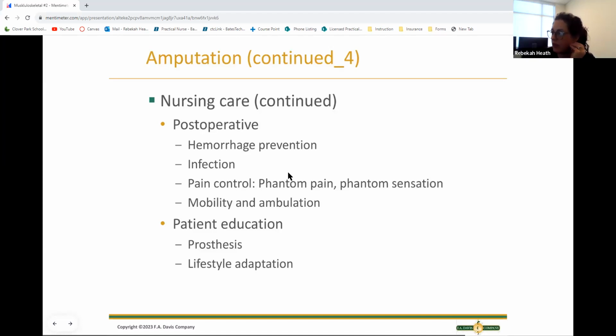Pain control. One thing that, especially with our traumatic amputations, patients can experience phantom pain or phantom sensation. And that's when, even though the limb is gone, it's removed, they still feel it. And it's usually a pain, a numbness, a tingling. It's something uncomfortable. We're also going to be teaching our patients about mobility because their mobility is going to be affected. They'll have to change how they do things. They might have a prosthesis. So if they have a below the knee amputation or an above the knee, they might have a prosthetic leg that is fitted for them and put on.